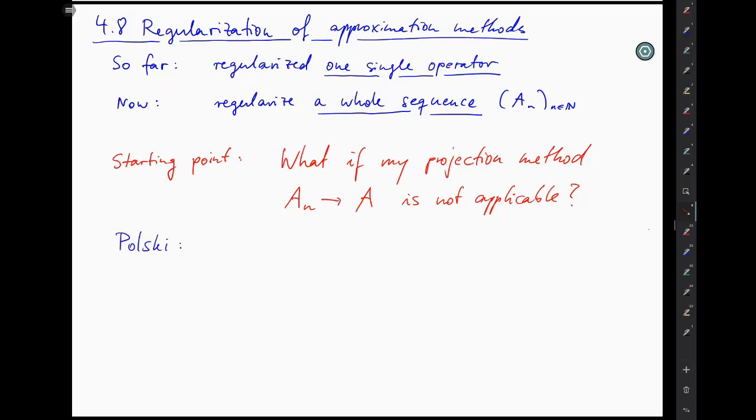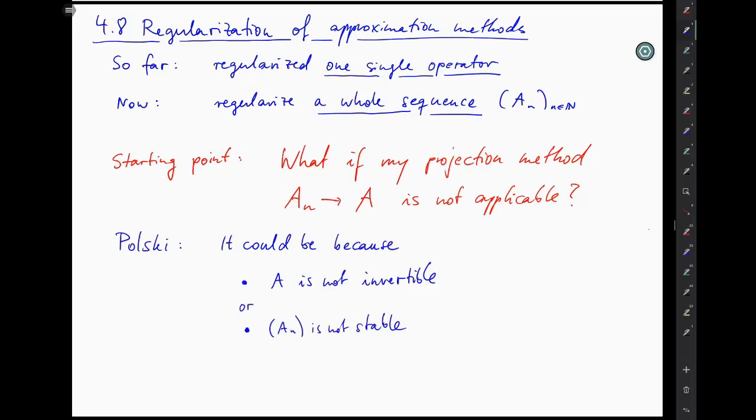And then Polski comes and says, well, non-applicability of your method could have two reasons. Either your operator is not invertible or your sequence is not stable, or possibly both. So it could be because A is not invertible or because AN is not stable. And remember, stability is again defined via two conditions. First condition, all AN with a sufficiently large n are invertible, and second condition, the inverses are uniformly bounded. So again, either of these two could go wrong.